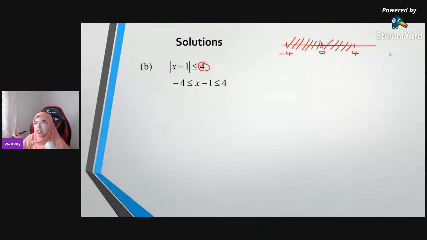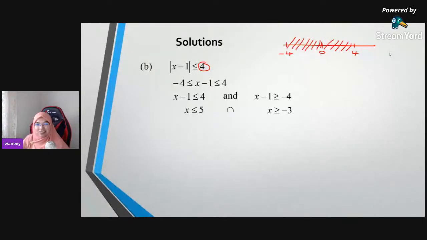Of course, you can easily separate them into two inequalities and then solve them. So x minus 1 is less than or equal to 4 and x minus 1 is greater than or equal to -4. So x will be less than or equal to 5 and x will be greater than or equal to -3.